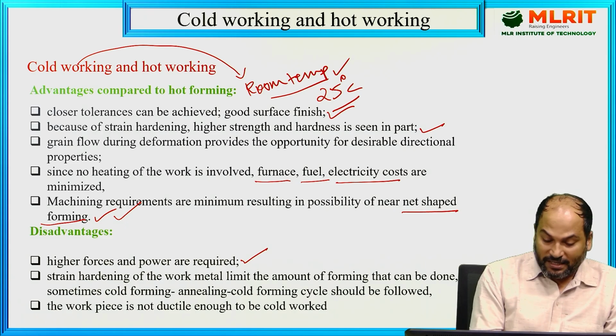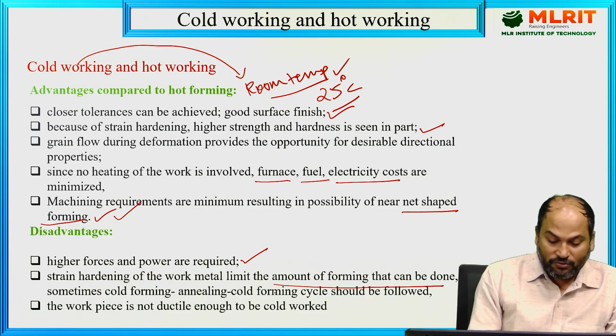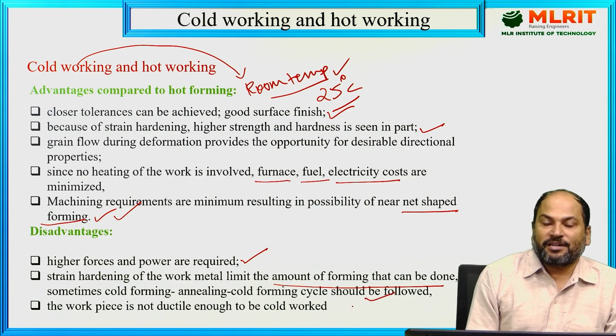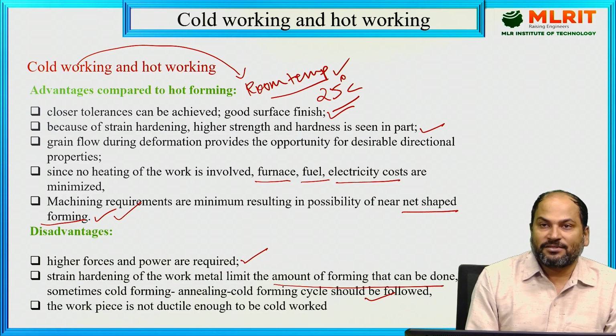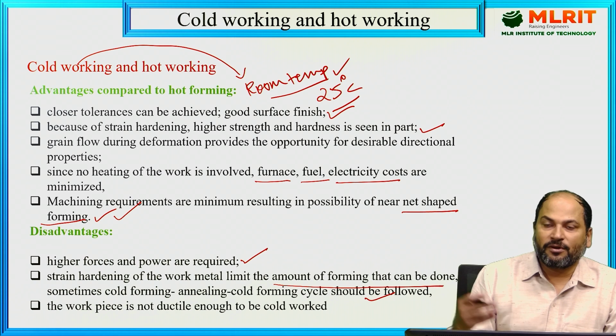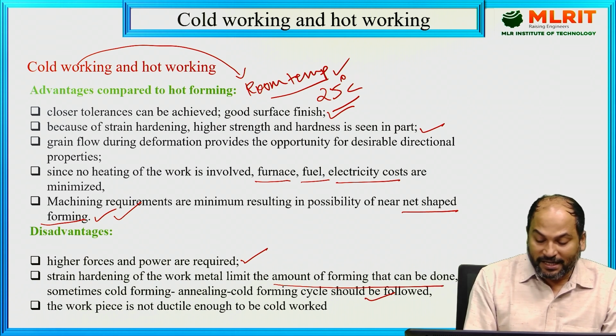Another one is, as I said, the strain hardening limits the amount of forming that can be done. Sometimes cold forming, then annealing. So that is the second reason. I told you there is strain hardening over there. Because of that, the stress, hardness and strength will increase. So if we have to deform the material a second time or any other time, it will become very difficult. The workpiece is not ductile enough to be cold worked.